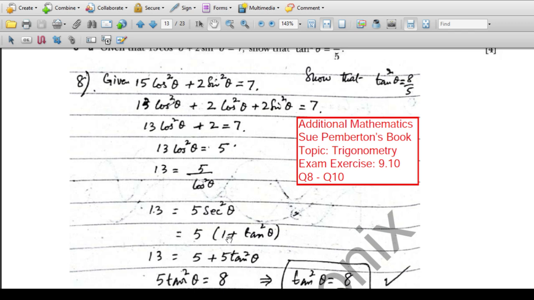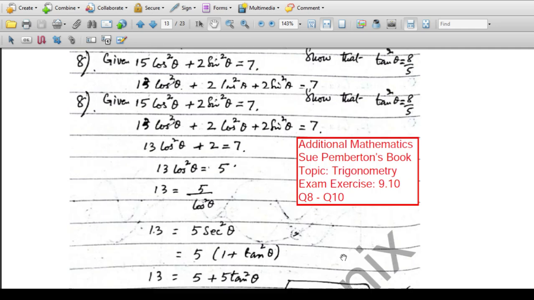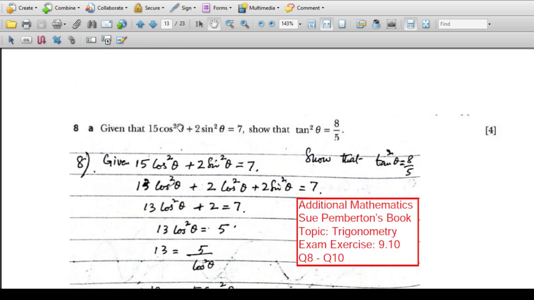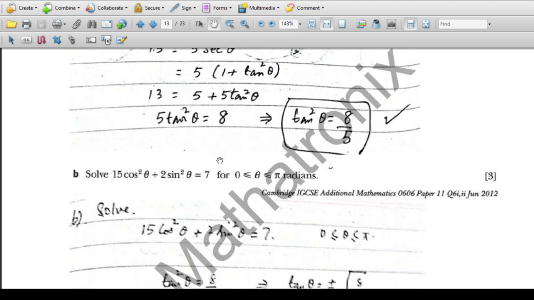So 13 is equal to 5 times, 1 plus tangent square theta. 13 is equal to 5 plus 5 tangent square theta, and 13 minus 5 is 8, so 5 tangent square theta is 8. So tangent square theta is equal to 8 upon 5. We have taken this equation and obtained this relationship. This is simple, we can also obtain it easily, but we have taken these steps to obtain this.